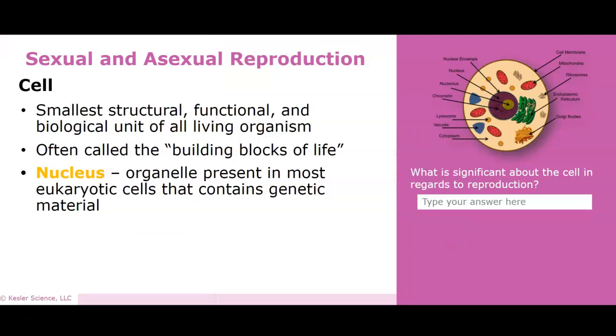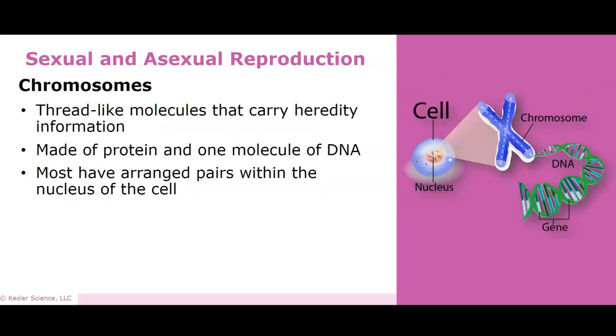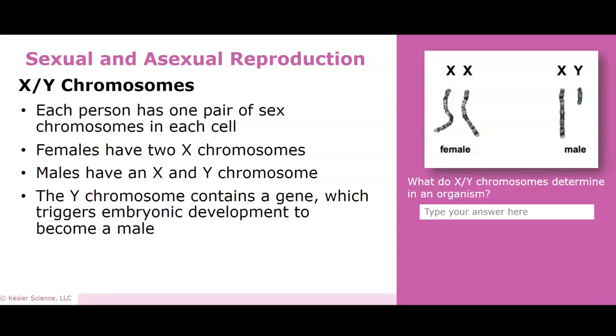Just a reminder that the cell is the smallest structural, functional, and biological unit of all living organisms, and we call them the building blocks of life. And nucleus is an organelle present in most eukaryotic cells that contain genetic material. Chromosomes are thread-like molecules that carry hereditary information. So your chromosomes make you what you are.